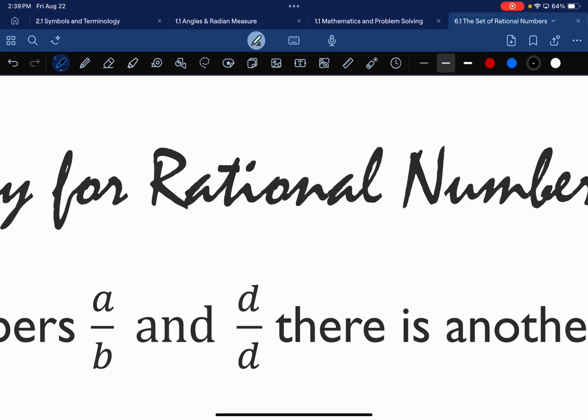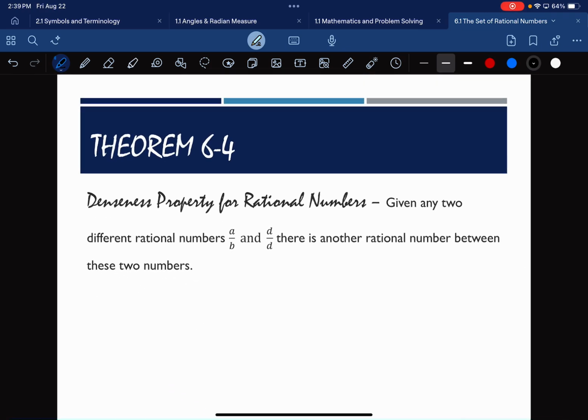That's what the denseness property says. There's space in between there. If there's space in between there, which there is, there's another number in between there as well. Okay, that's what the denseness property says.